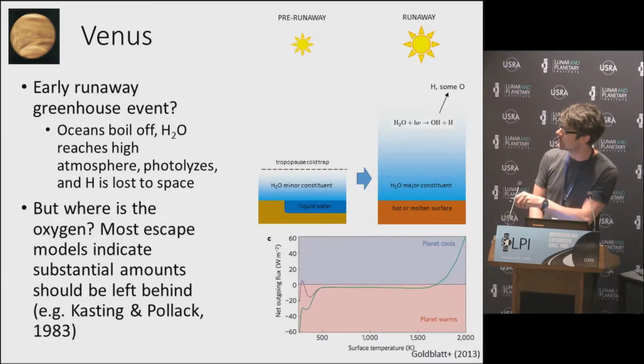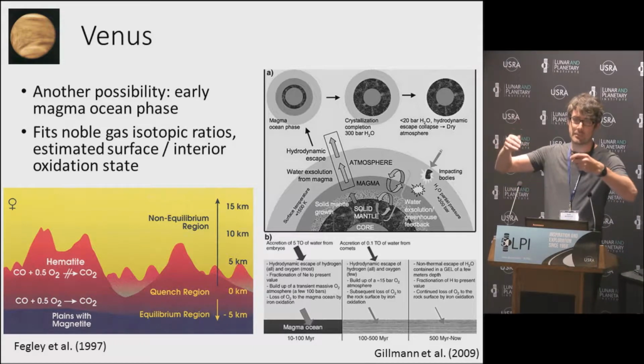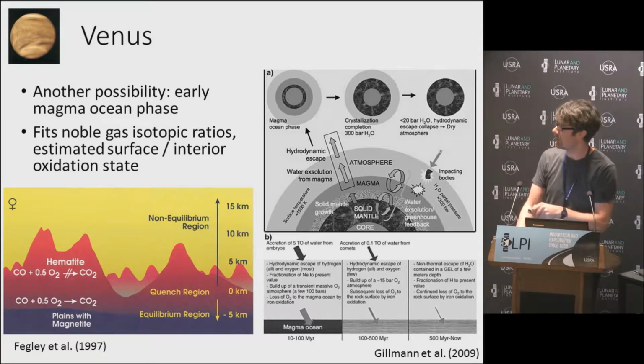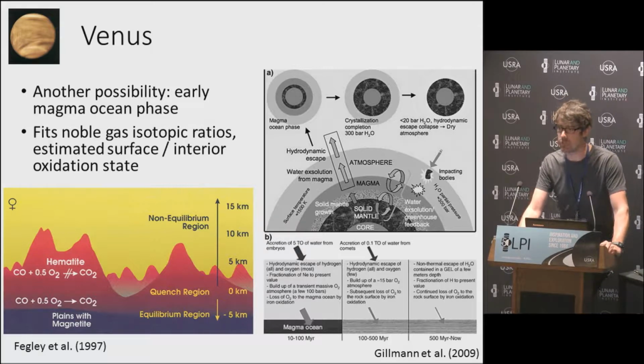It was instead losing its water during a stage where the surface was so hot that it was molten. And so under this circumstance, what happens is that oxygen that gets liberated in the atmosphere is going to go down and react with iron in the mantle. And you end up with a net oxidation of the mantle, but not oxygen appearing in the planet's atmosphere. And so there are models which fit noble gas isotopic ratios that are in line with this. And it also, I think, fits with the limited data that we have on the oxidation state of Venus's surface.